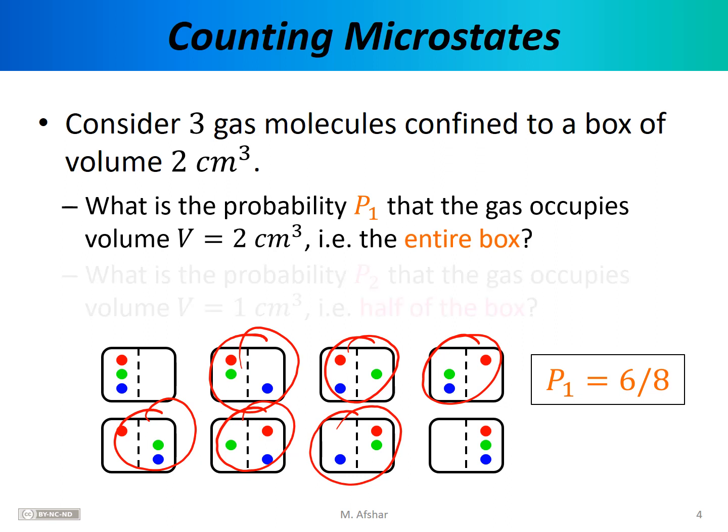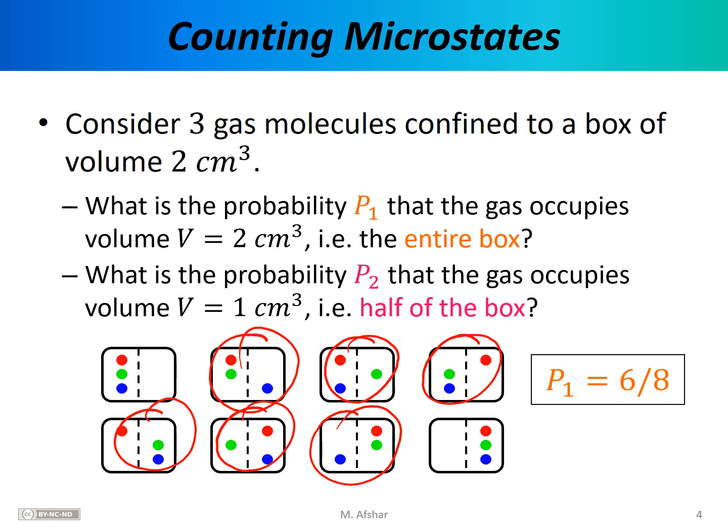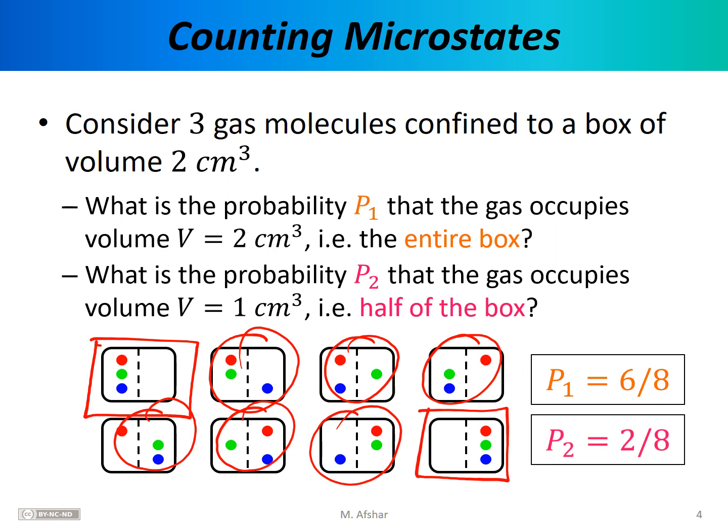Another interesting question is the following. What is the probability, let's call it P2, that the gas occupies a volume of only 1 cubic centimeter? So now we're interested in situations where the entire gas is confined to only half of the box. Looking at our 8 microstates, we can see that 2 out of the 8, namely this one and this one, correspond to situations or states in which all of the gas is confined to half of the box. So we can say P2 is equal to 2/8.